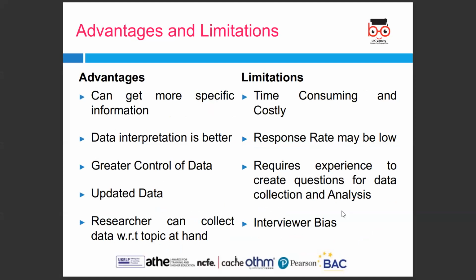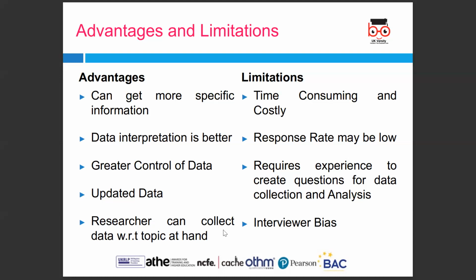So, advantages and limitations of the research. Firstly, it can get more specific information. Advantages: data interpretation is better, greater control of data, updated data, and the researcher can collect data first-hand. Primary research has several advantages over other research methods, making it indispensable. One of the most important advantages, as we mentioned earlier, is that data is collected first-hand and is accurate. In other words, there's no dilution of data.